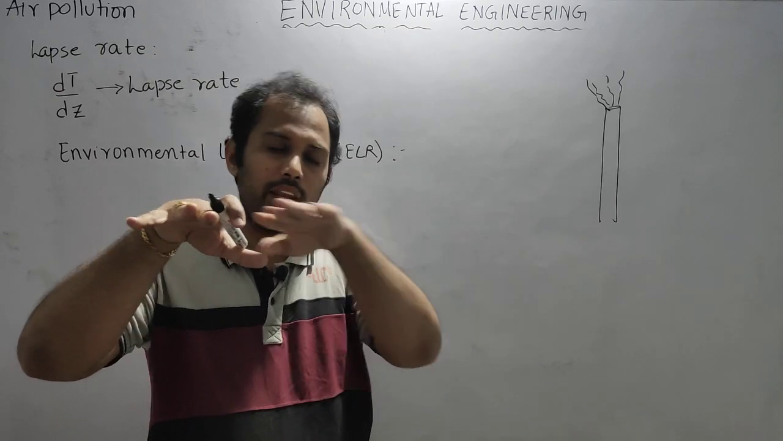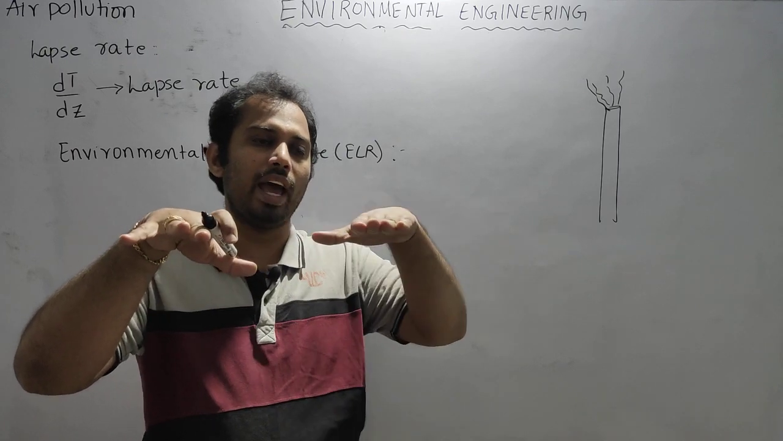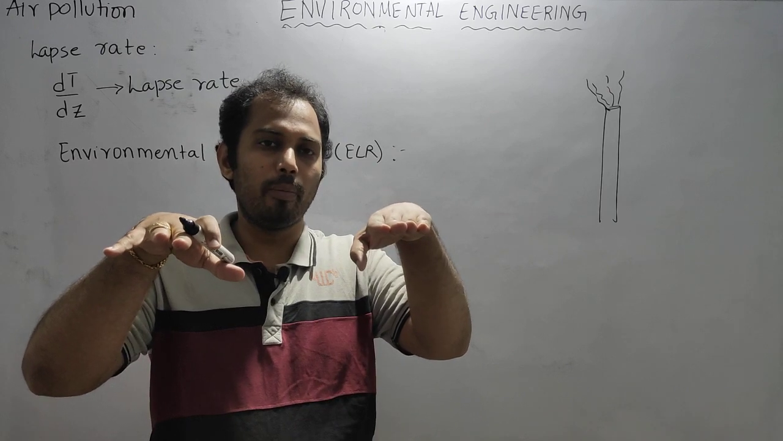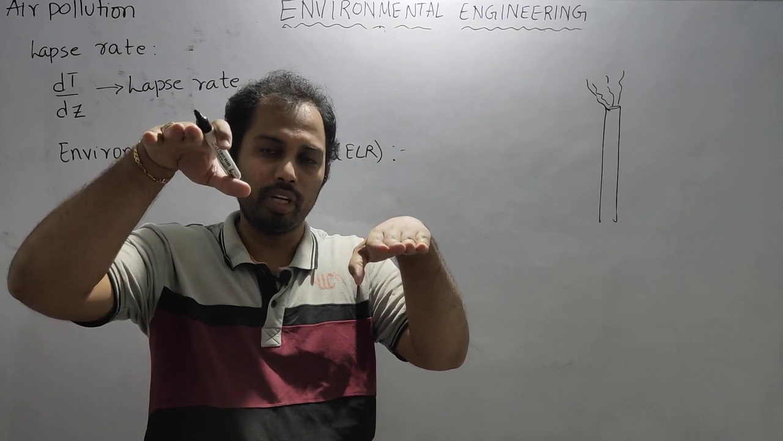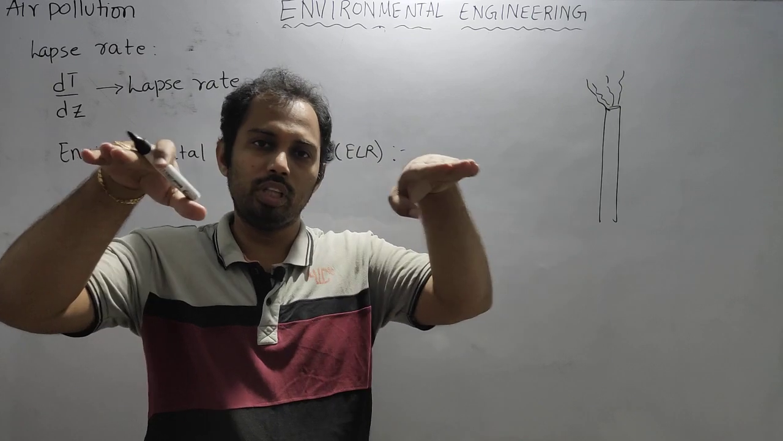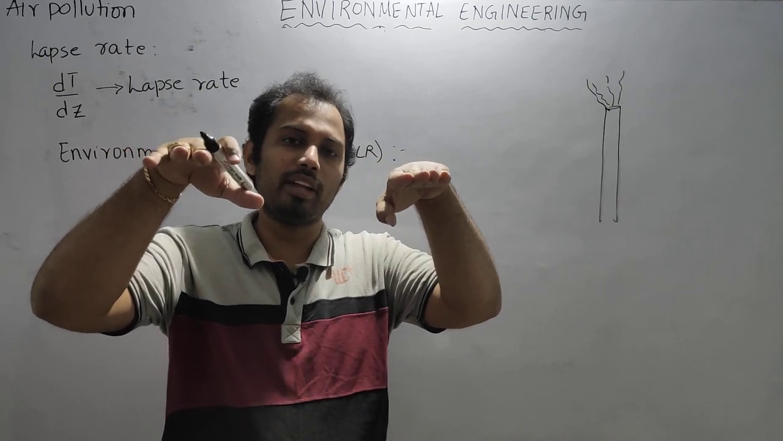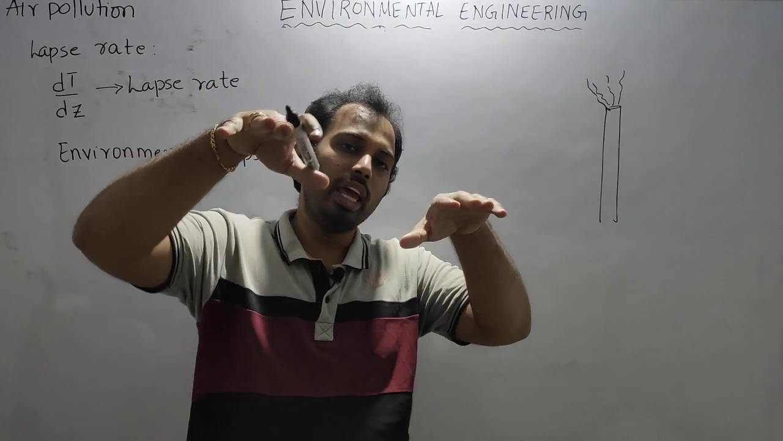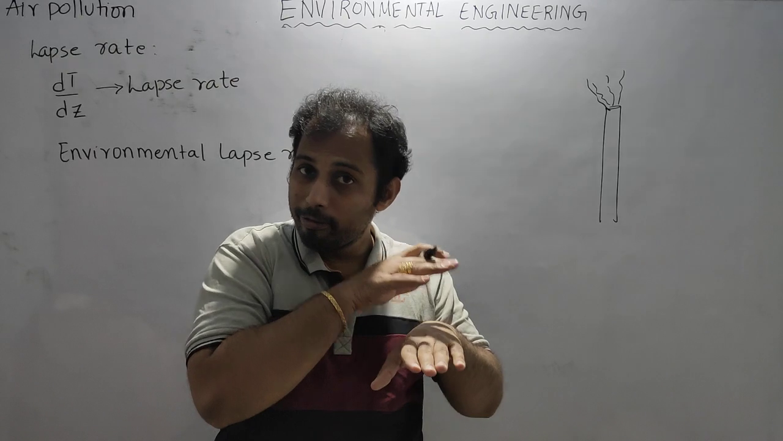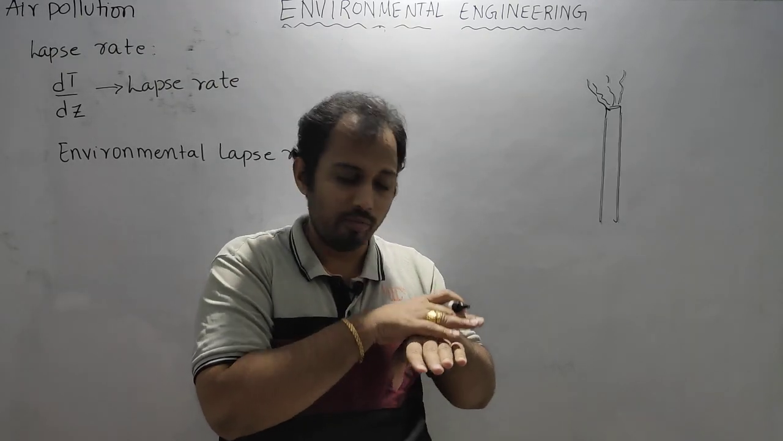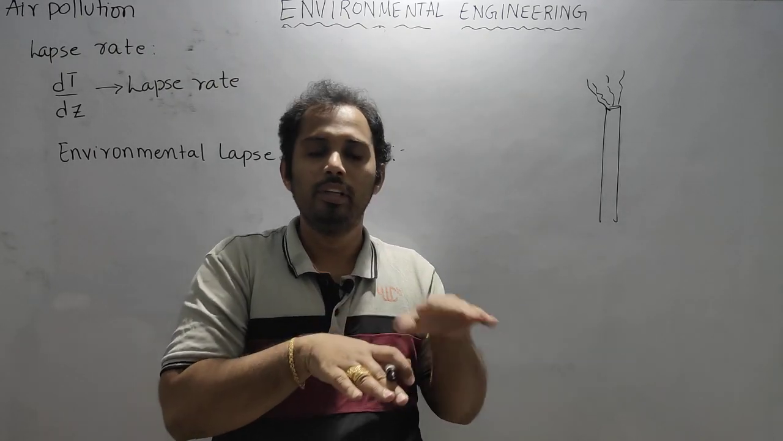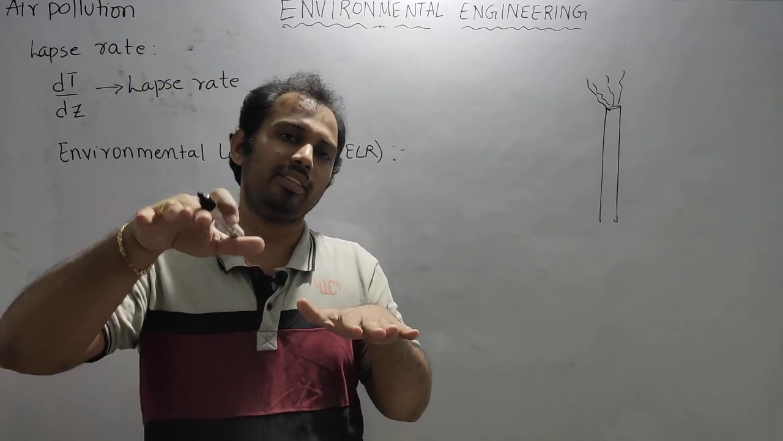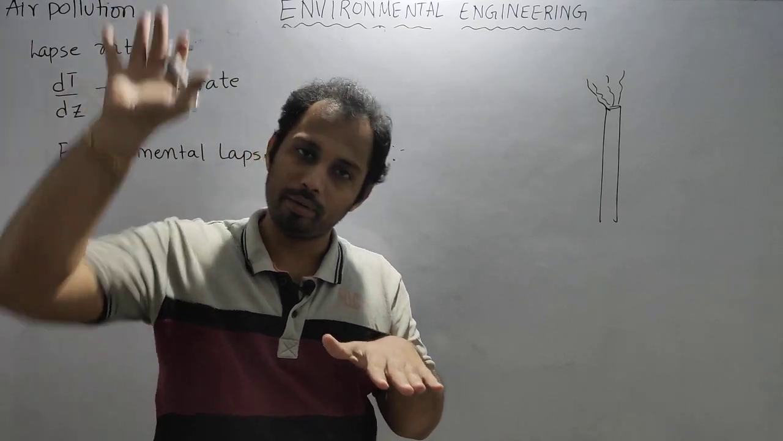And at the next level, the pollution parcel will have an adjacent environment. Again they both will compare. Here also the environment is cooler and the parcel is warmer, so it will go up to the next level. Likewise, at every stage, at every altitude, if the environment is cooler and the pollution parcel is warmer, then the pollution parcel can safely escape the troposphere.